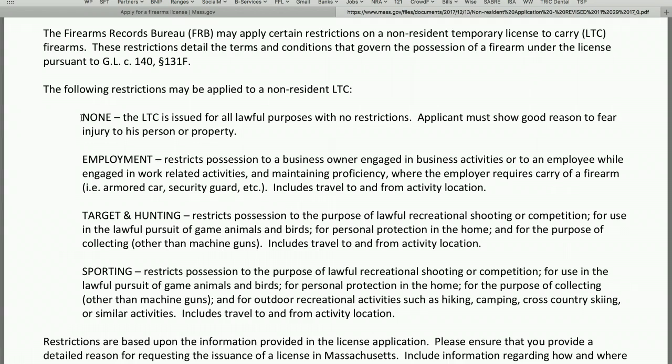So this is what you want, right? You want no restriction right here, so you can carry for whatever you want. You'll see this thing about showing good reason to fear injury to yourself or your property. I think that's bullshit. I don't think that you should have to prove that, right? It's a constitutional right. But if you do have any specific reasons, like screenshots or emails, somebody harassing you, call logs and things like that, you can use that as a way to show proof. But I think it's bullshit.